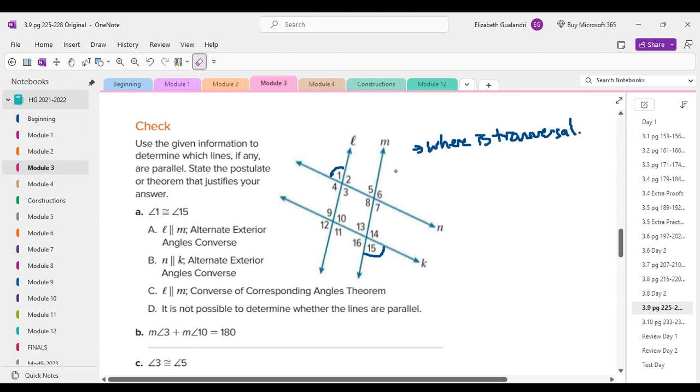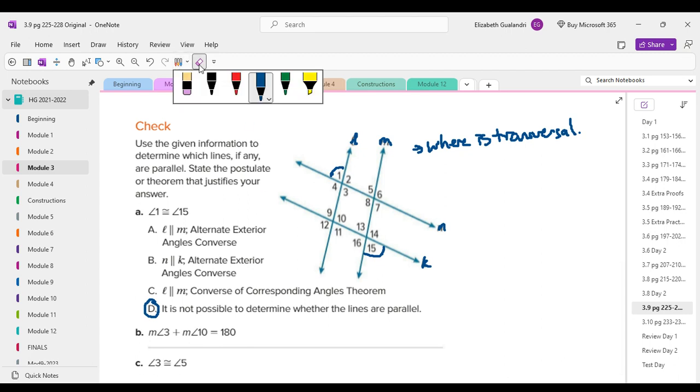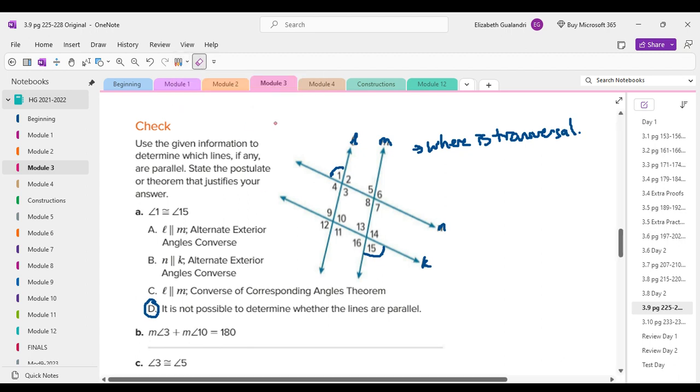Now, a transversal should touch both of the angles. So angle 1 is made out of L and N, and angle 15 is made out of K and M. So there is no transversal here. So alternate exterior does not happen. Corresponding angles does not happen, which means this one is letter D. It's not possible to determine whether those lines are parallel based on that information. They could be, but they could also not be. Okay, so that will happen once in a while. You've got to be careful.